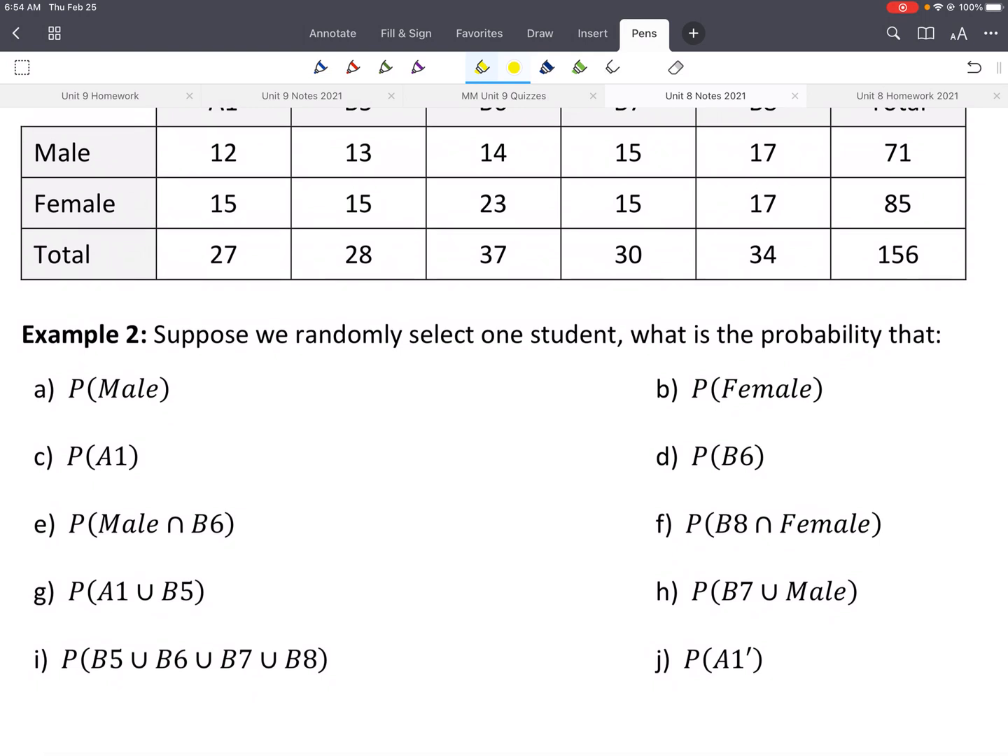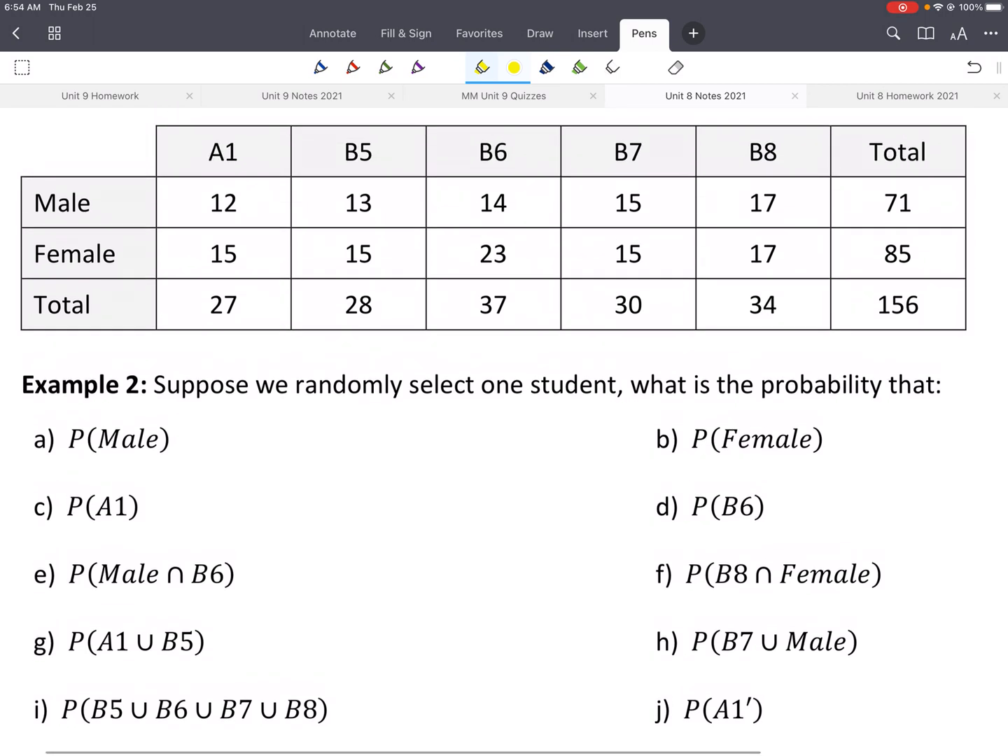We'll do the left side together. You can do the right side, and we'll see where we're at. Okay, so if I randomly select one of the 156 students I have for Sec 2, what's the probability that they are male? We would just look at male, and we'd see the total number of males is 71. So we do 71 over 156.